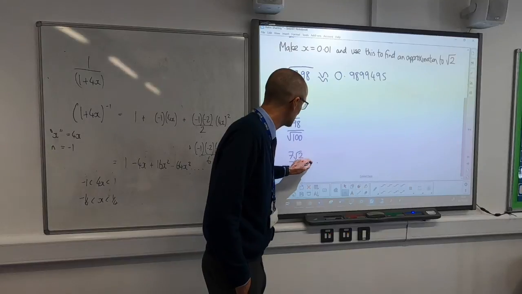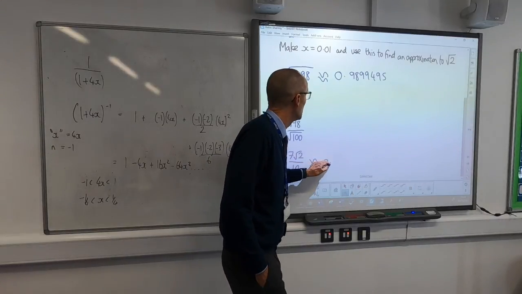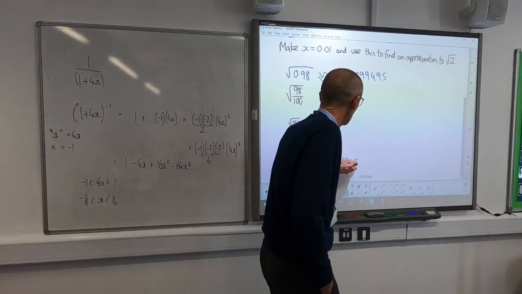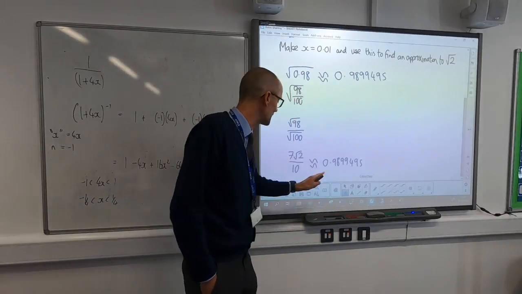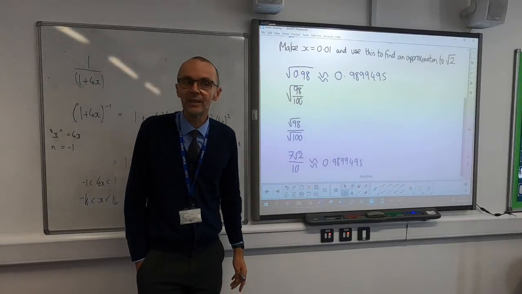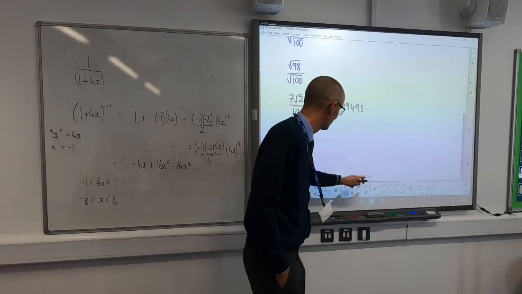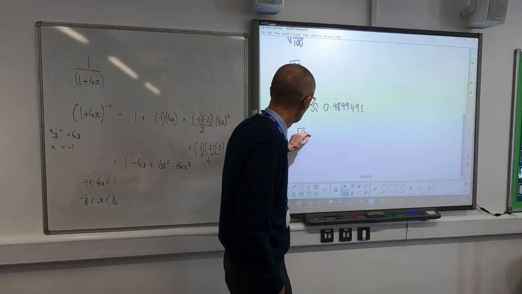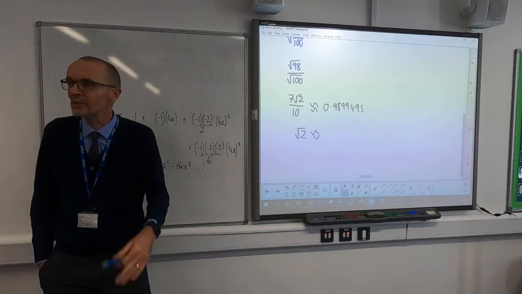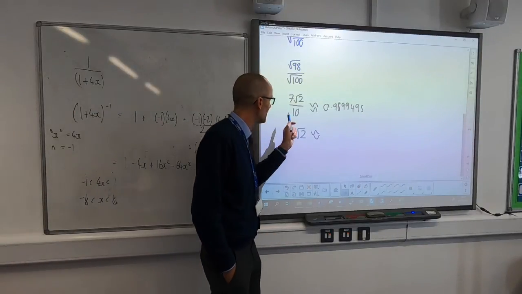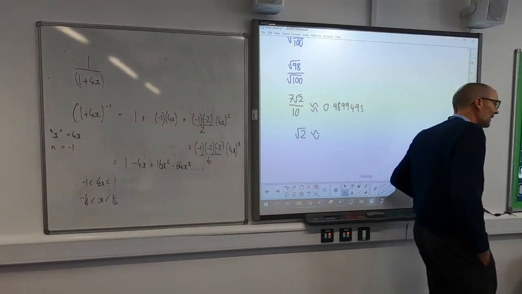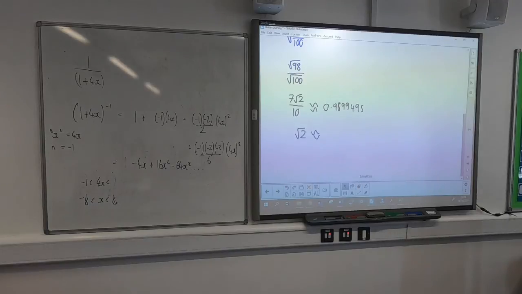So what we're saying is that 7 root 2 is approximately that. So if I take that and multiply it by 10 and divide it by 7, I get an estimate for the square root of 2. And that's what the question was asking you to do: multiply by 10, divide by 7, and go on, try that and then compare that with the actual square root of 2 to see how accurate it is.